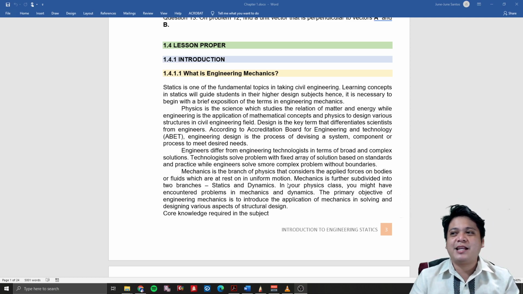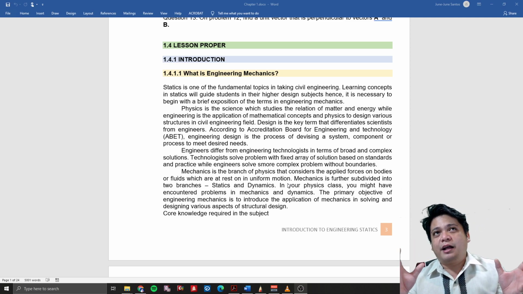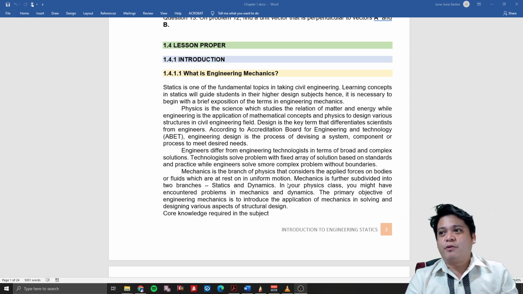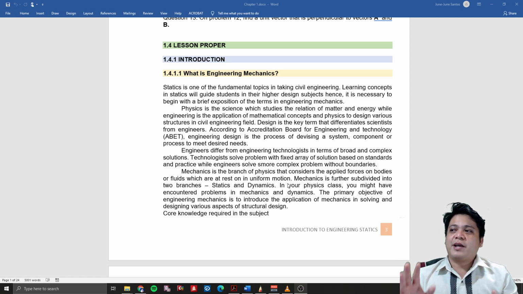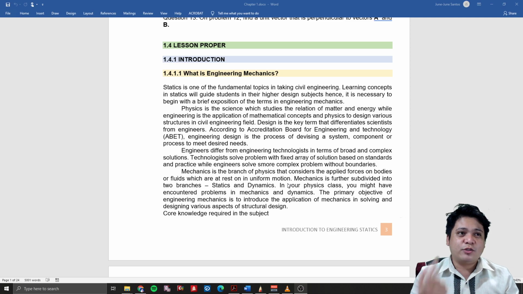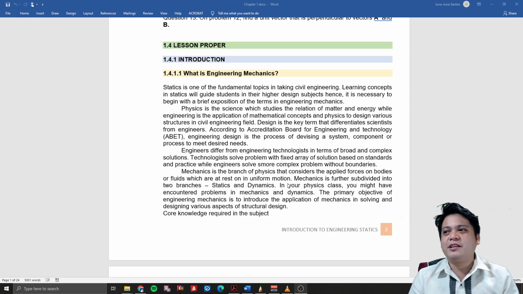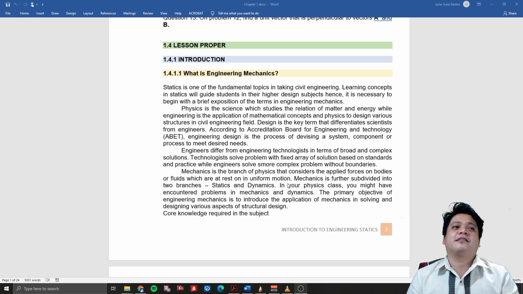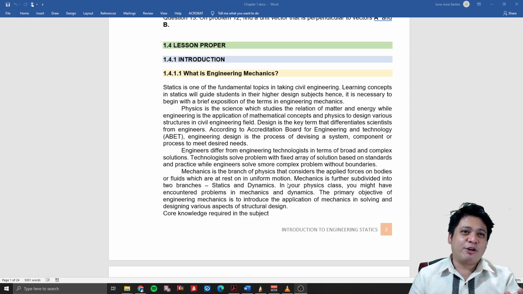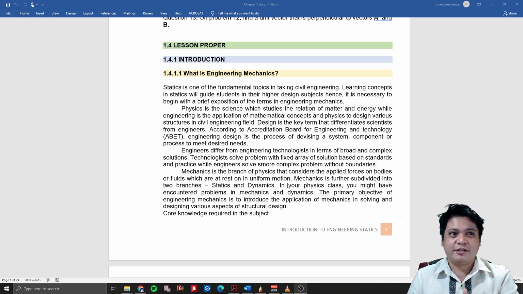So it means mechanics is a general branch of physics that considers the applied force and whether the body is either at rest or in uniform motion. So, mechanics is further divided into two: statics and dynamics. Dyan papasok ngayon si statics and si dynamics. In your physics class, you might have encountered problems in mechanics. Ang tawag natin is mechanics, pero normally it is statics and then dynamics.